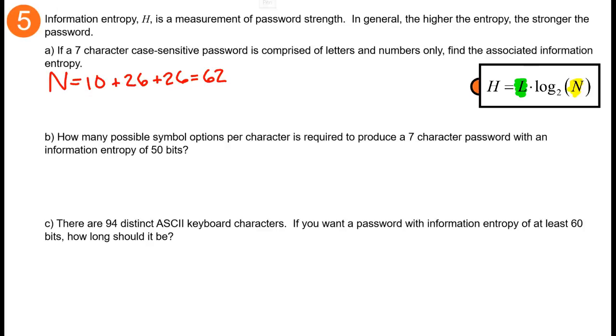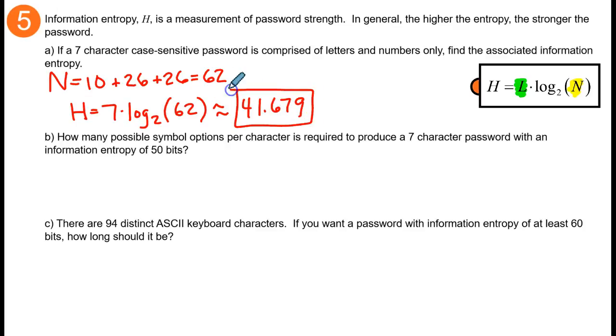So what we can do now is calculate the information entropy of a 7-character password given numbers and both uppercase and lowercase letters. So that's going to be H equals 7 times the log base 2 of 62. And this is straight plug and chug into your calculator, and you're going to get a value of 41.679. So what does that number mean? Well, I'd argue that it doesn't really matter. We're not asked to interpret what it means. I'm guessing that information entropy, the higher that number is, the harder it is to crack or guess a password. But we weren't really asked to do that, so I'm not necessarily going to worry about it right now.